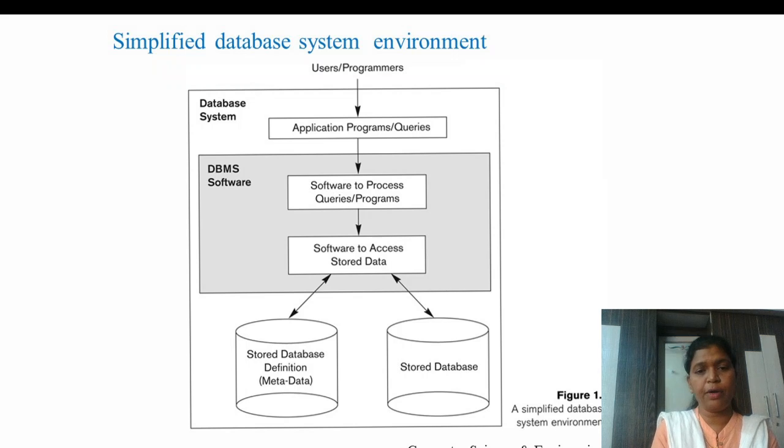So there are three important points you are supposed to see here. Users, and the second layer is the DBMS software itself, which is again divided into the software comprising of programs and queries, and the accessing of the stored data. And in the last layer we have the database itself along with the definition of it, that is the stored database definition, that is nothing but what? Metadata. It's a very simplified environment. This will give an idea about how exactly the database is stored or visualized.